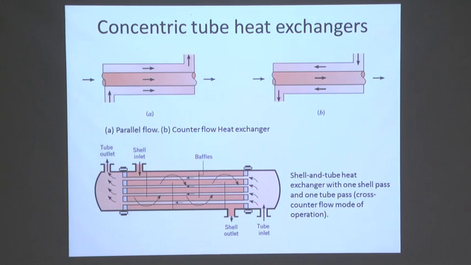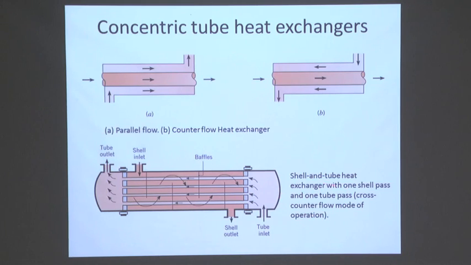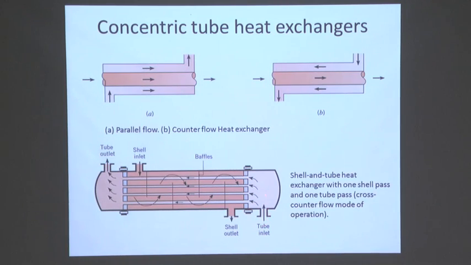This is a modified type of shell and tube heat exchanger with one shell pass and one tube pass, cross counter flow mode of operation. What is the meaning of this? I am telling you. Here the difference from the very simple concept is that a number of tubes are there, and one fluid flows through these tubes in one direction and goes out from the other direction. So this one direction flow of a fluid is known as one pass.